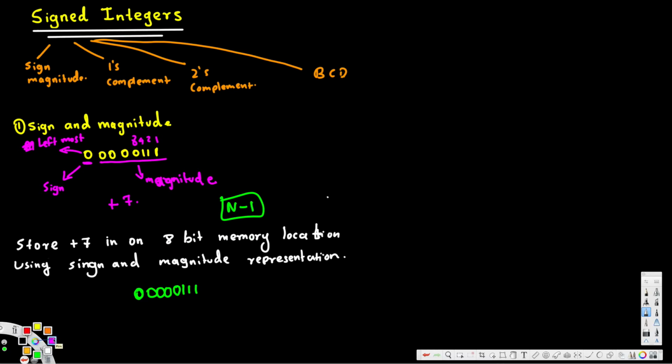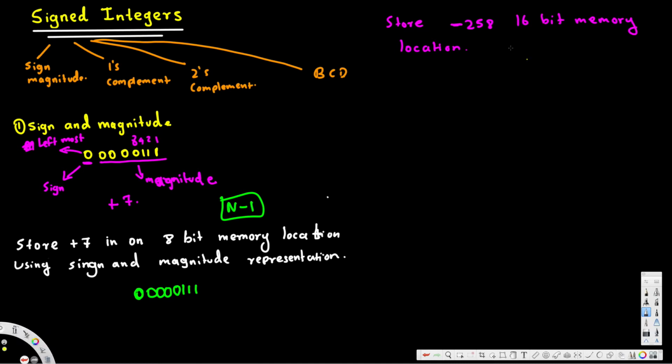Now let's look at another example. Let's say we are asked to store negative 258 in a 16-bit memory location.